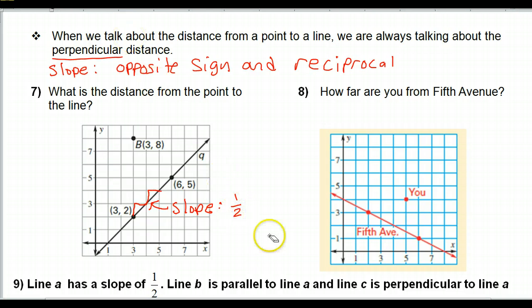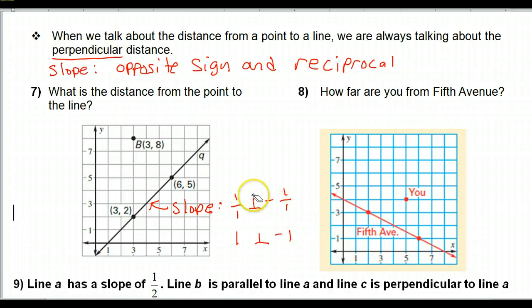Whoops, why did I put 2? This slope is 1 over 1, which of course normally we would just put 1. Now a perpendicular line is going to have a slope that is opposite in sign and reciprocal. Since this is positive, a perpendicular line should have a negative slope. And the reciprocal of 1 over 1 is still 1 over 1. So the original slope is positive 1 over 1, but we're about to draw a perpendicular line, so we're going to make sure that the slope is negative 1 over 1.